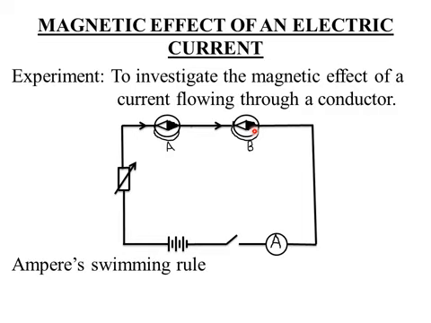After that, you close the switch and observe the compass needles. Then you vary the strength of the current using the rheostat or variable resistor, and observe the deflection of the needle. Then you repeat the experiment with the battery polarities reversed, that is, you reverse the connection of the positive and negative terminals. Remember, whenever you reverse the polarities of the battery, the direction of current flow is also reversed.